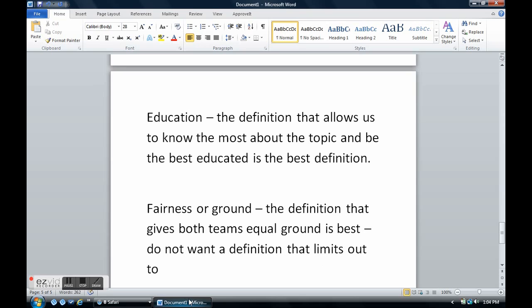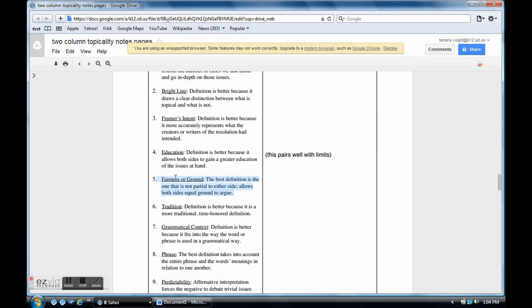A definition that says substantial has to be a 50% increase limits too much. It takes away too much affirmative ground because there's lots of things that you could do to change the system without being 50%.